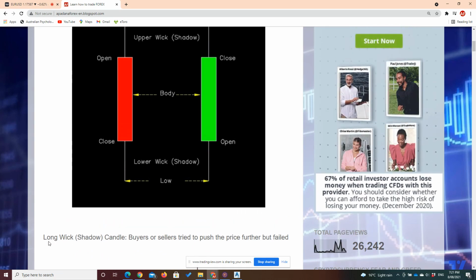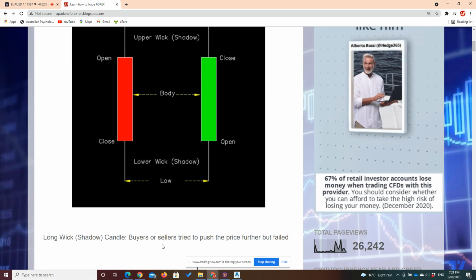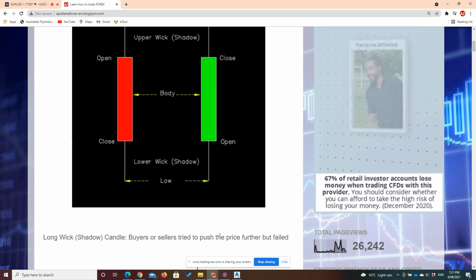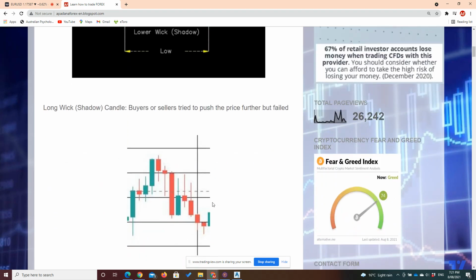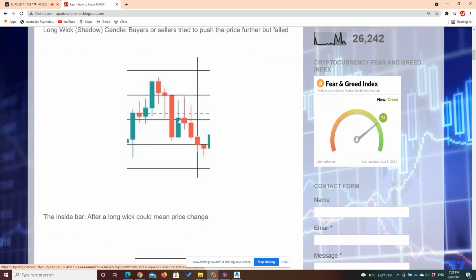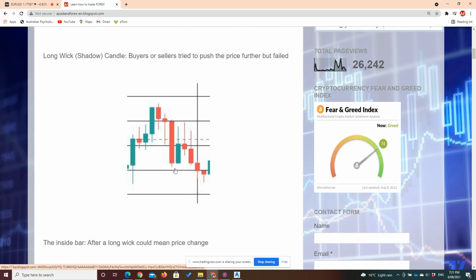The long wick, for example, if you see a long wick or long shadow candle, it means that buyers or sellers tried to push the price further, but they failed. So, for example, if you look here, you can see the wick is longer. So buyers here tried to reverse the trend, but they were unsuccessful and the price goes down again. So it has a long wick.